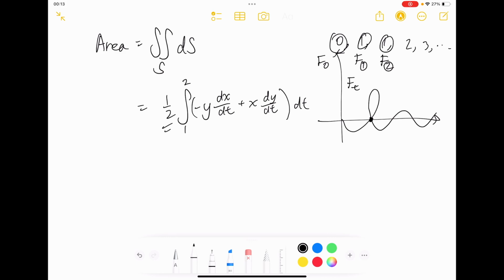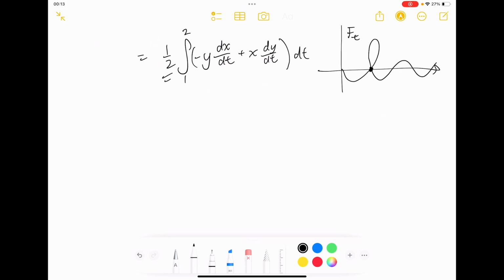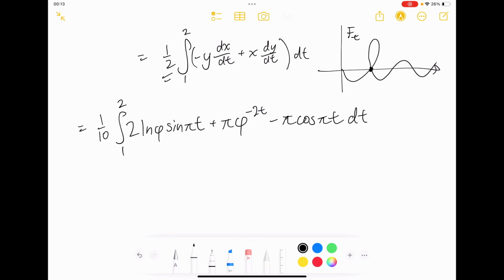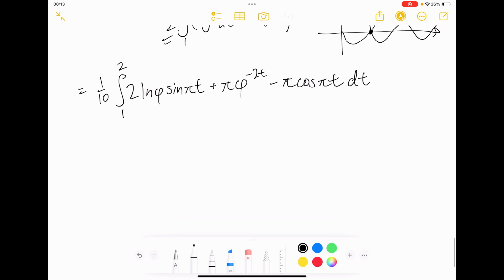Yeah, so let's plug stuff in. So our little integrand was 1/5. So let's actually just pull that out, become 1/10 of 2 natural log phi sine pi t plus pi times this thing minus pi cosine pi t dt. And this actually isn't bad to integrate, right? So let's just do it.